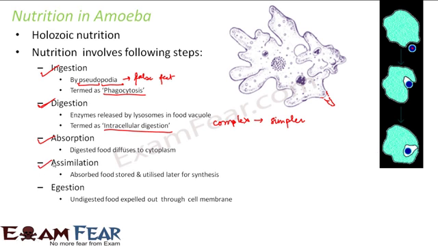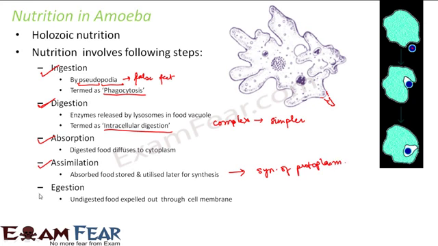Now is assimilation. The absorbed food is stored and utilized later for synthesis. This absorbed food is stored as fat or glycogen and it is later used for synthesis of protoplasm. What is protoplasm? It is the living substance of the cell, that is the cytoplasm plus the nucleus. They are together known as protoplasm. So this absorbed food is stored and used later for synthesis, for example, synthesis of protoplasm.